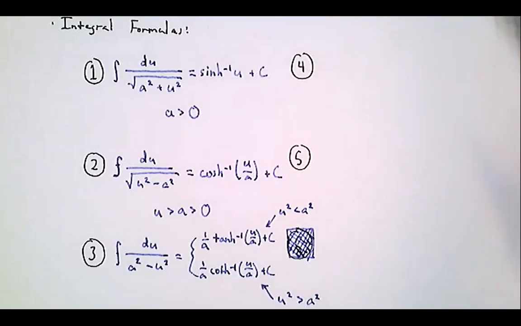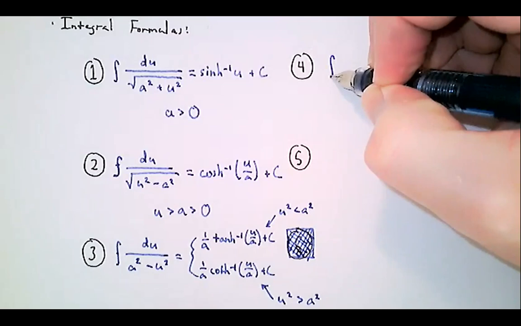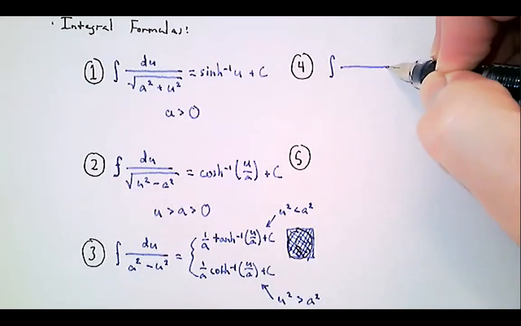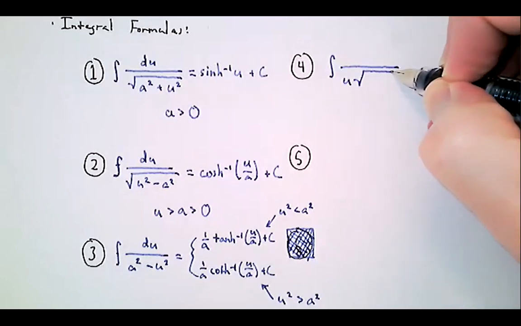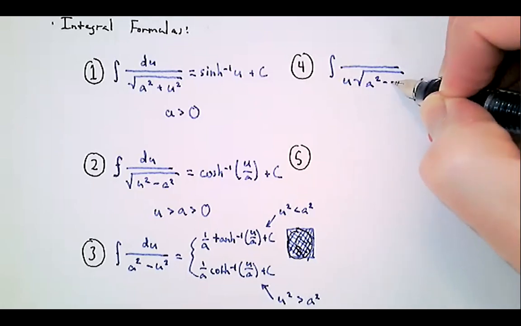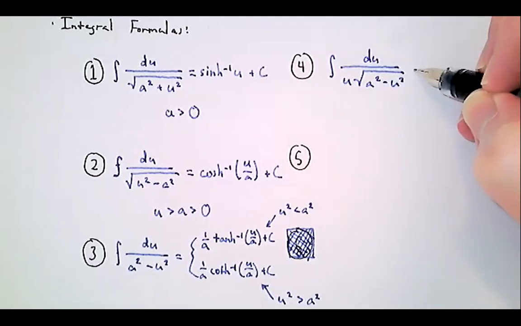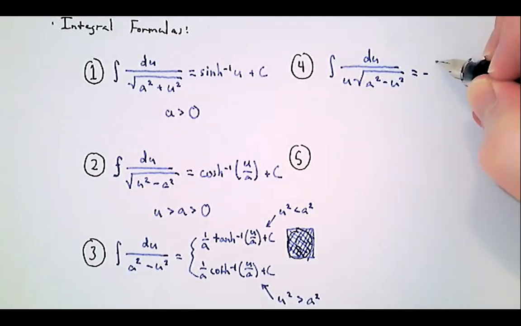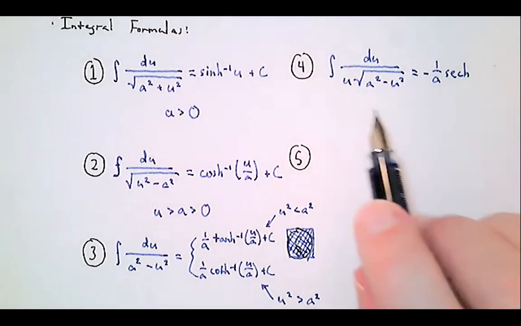Okay. And then 4 and 5 look like the rules for arcsecant. This one is u times the square root of a squared minus u squared, which reverses the rule for arcsecant. And here's what we get, a minus 1 over a, and then the inverse.